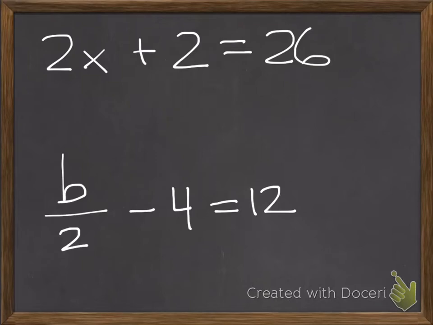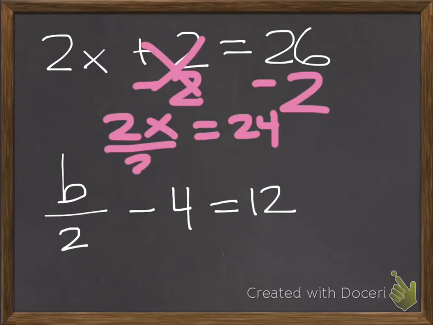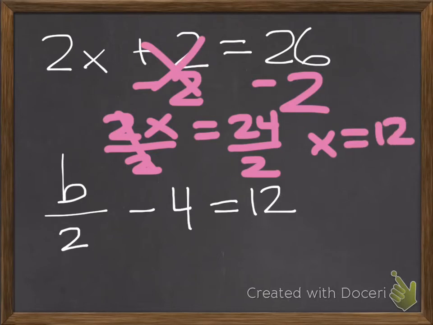So we need to cancel out the plus 2 first, and we need to do that by subtracting 2 from both sides. And then we need to cancel out the 2 with the x. So that means 2 times x, so I'm going to divide on both sides. So x would be 12.